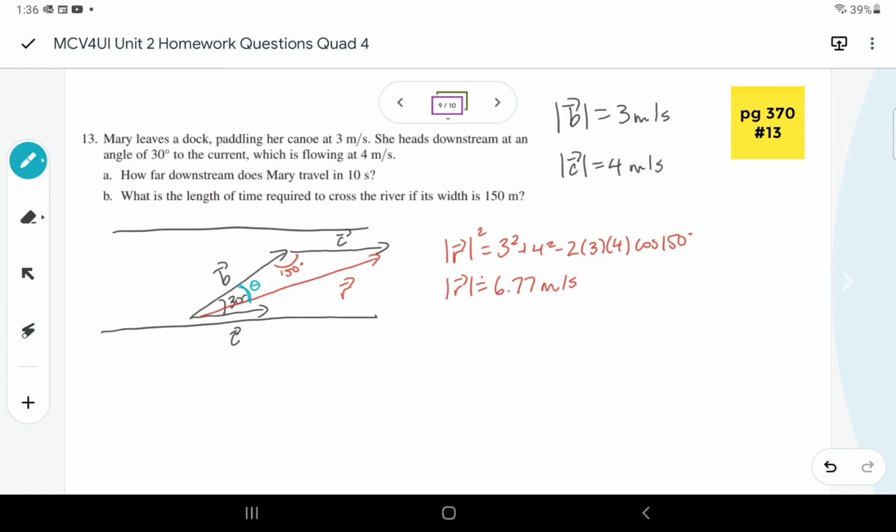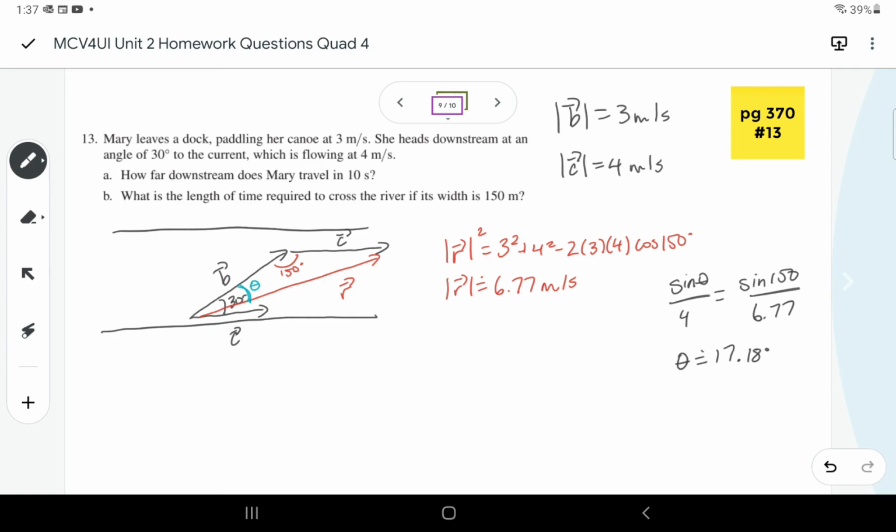Okay. So here we can do sine law. So I'm going to go over here. Sine theta over the magnitude of the current, which is 4, equals sine of 150 over 6.77. And we'll figure out our theta. So 4 times sine 150 divided by 6.77 and inverse sine. So the angle there I get is 17.18 degrees.